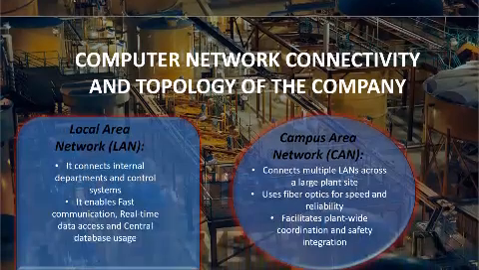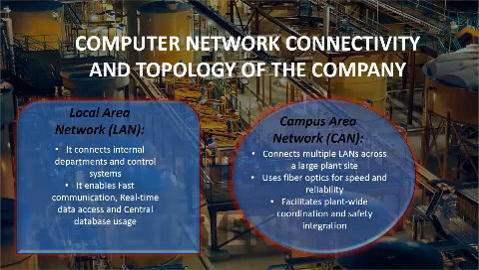Now, to the computer network connectivity and topology of the company. The company should have a local area network where it connects internal departments and control systems. An advantage is that it enables fast communication, real-time data access, and central database usage. Also, a campus area network is advised, which connects multiple LANs across a large plant site, uses fiber optics for speed and reliability, as well as facilitates plant-wide coordination and safety integration.